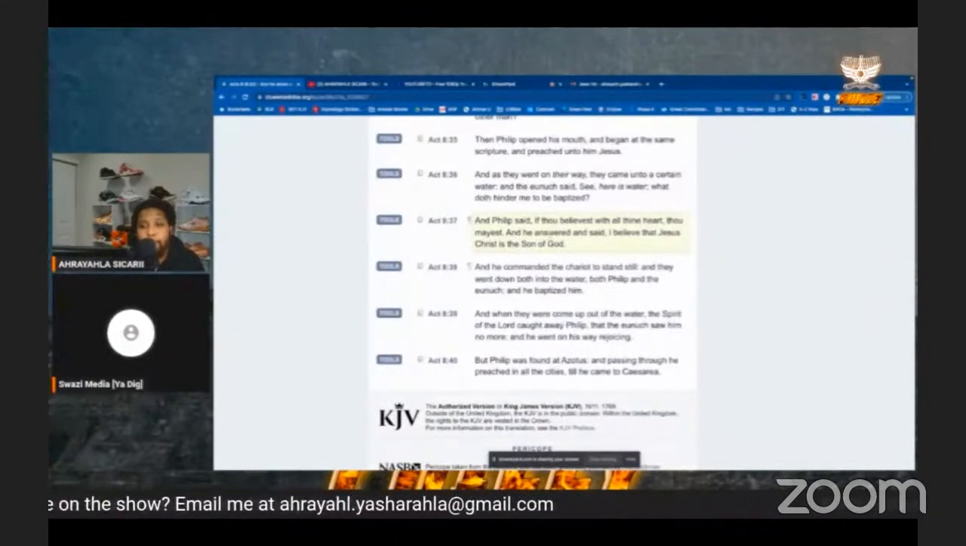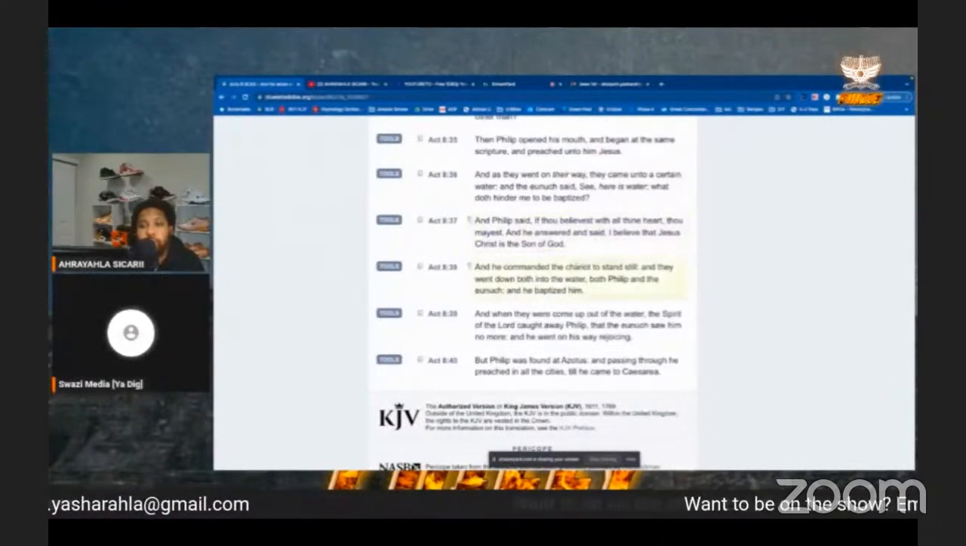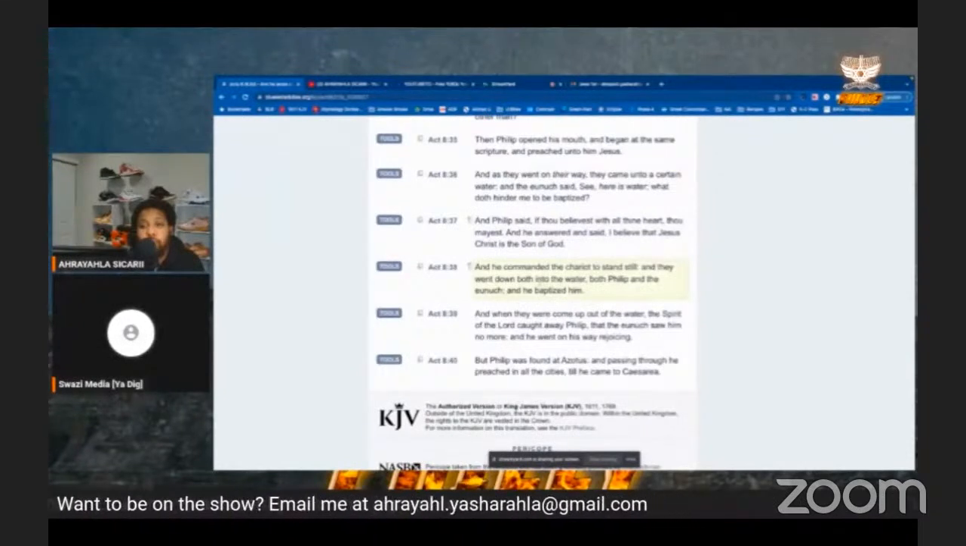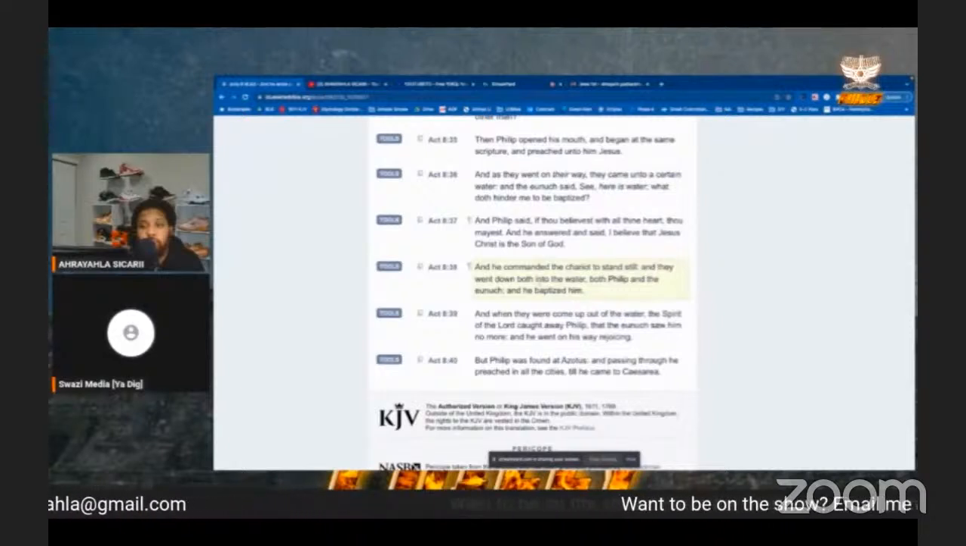38, somebody, yeah, you got the rest of it. Good. So 38 says, "And he commanded the chariot to stand still, and they both went down to the water." This is baptism. Both Philip and the eunuch, and he baptized him. And when they were come up out of the water, the Spirit of the Lord caught away Philip.